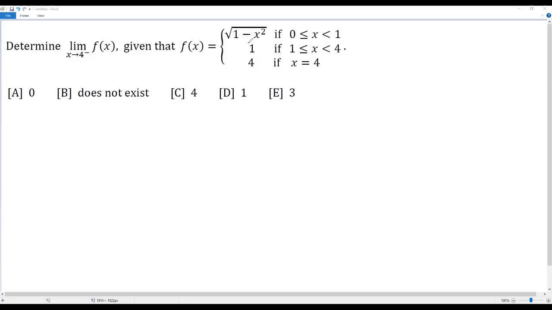minus x squared for 0 less than or equal to x less than 1, and f of x equals 1 if 1 is less than or equal to x less than 4, and f of x equals 4 if x equals 4.